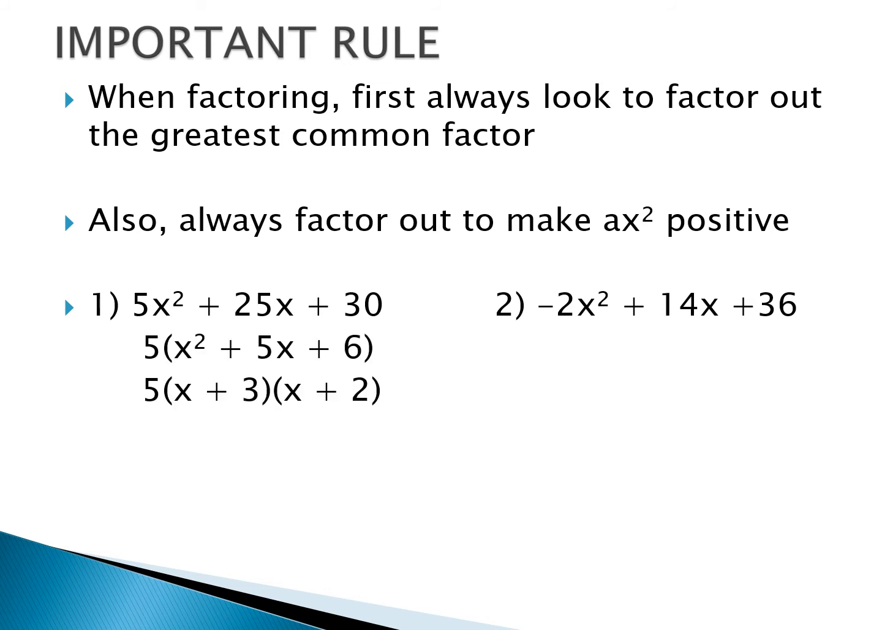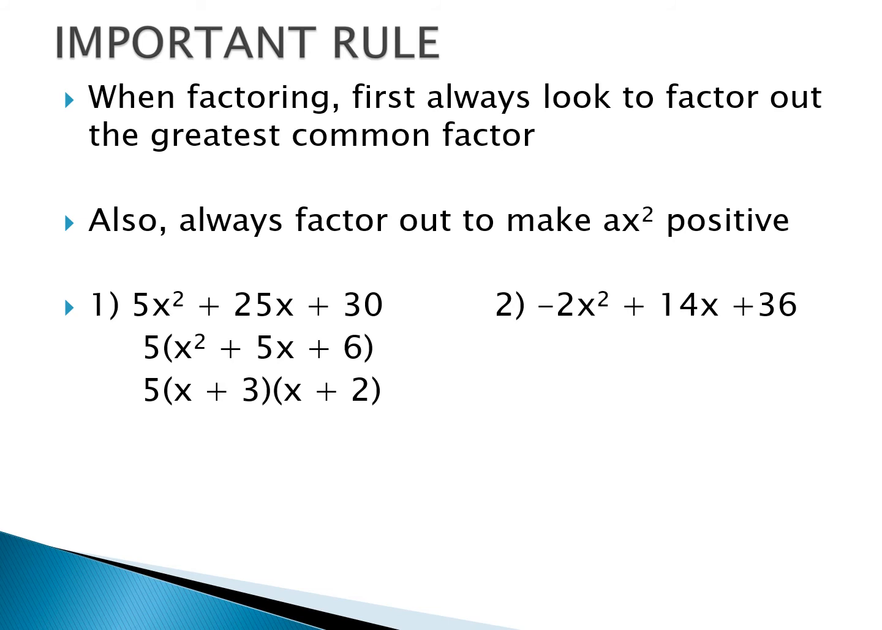So our GCF for number 1 is 5. We can't take out any variables because that 30 is just the constant 30. And then we're left with x squared plus 5x plus 6. At that point, you almost can ignore the 5. You do need to keep writing it on every line, but then it's just a factoring problem of factoring that trinomial. What two numbers multiply to get 6 and add to get 5? That's 3 and 2.